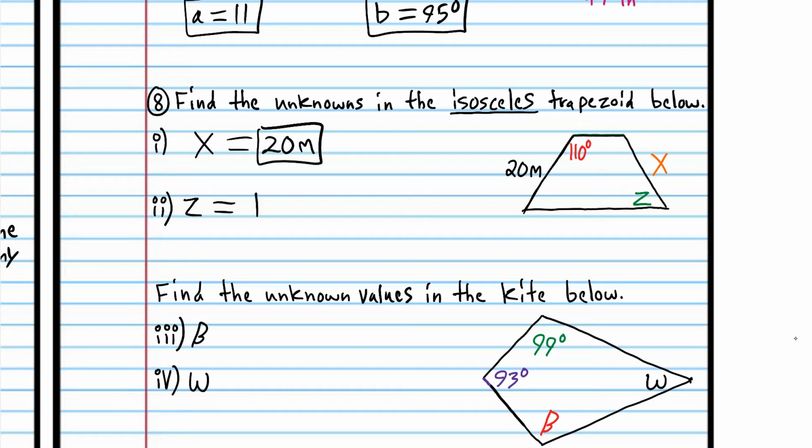So that means that 110 degrees plus z must be equal to 180. Again, this angle plus this angle must be 180 because we learned a theorem that says that consecutive angles in trapezoids are supplementary. Subtract 110 from both sides, and we see that z must be equal to 70 degrees. So if you got that one right, good job.